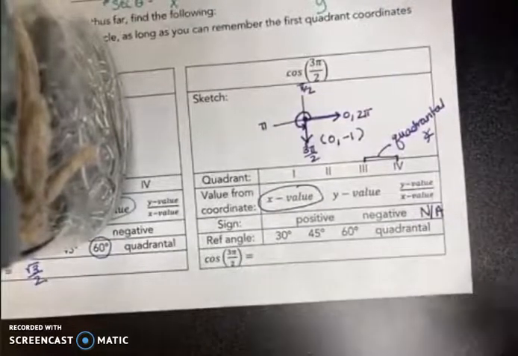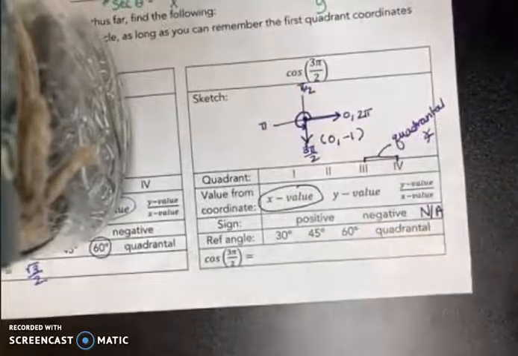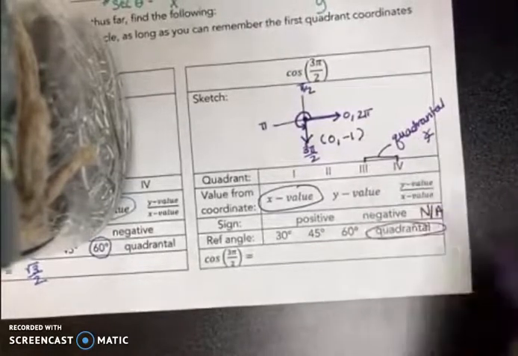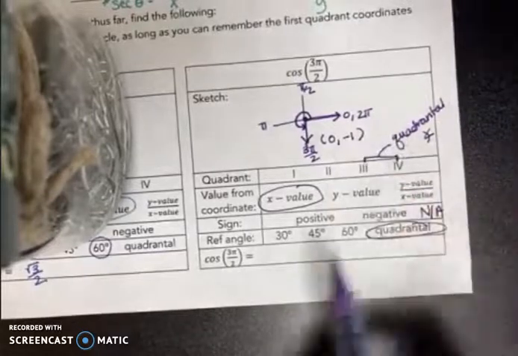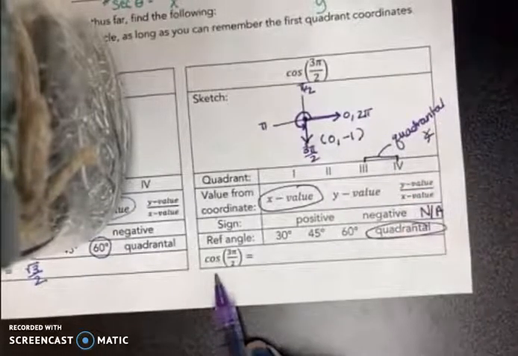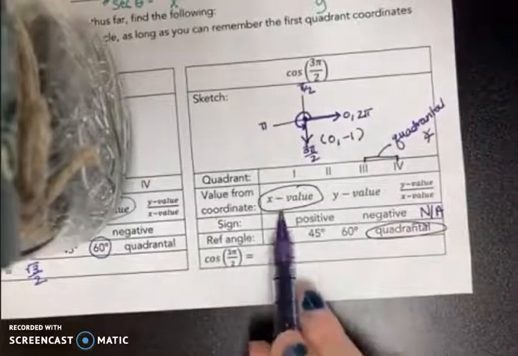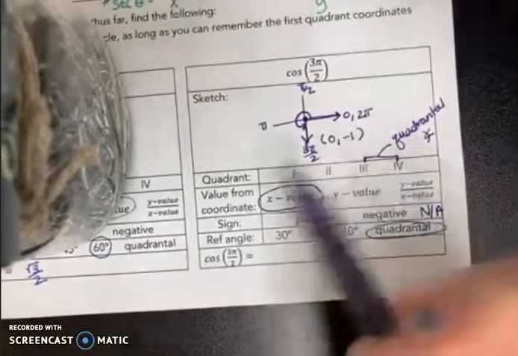What is the reference angle? Well, we don't have a special right triangle. It's just a quadrantal angle, which we already knew the coordinate of. So when it says, what is cosine of 3 pi over 2? Cosine, the x value is 0.